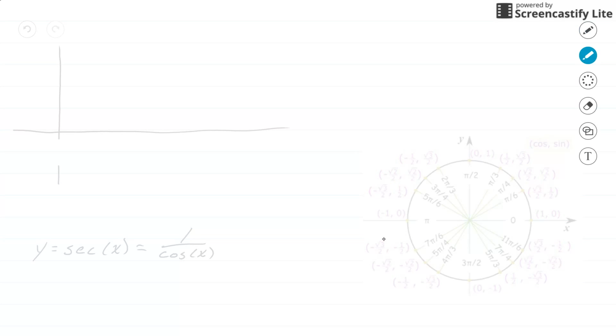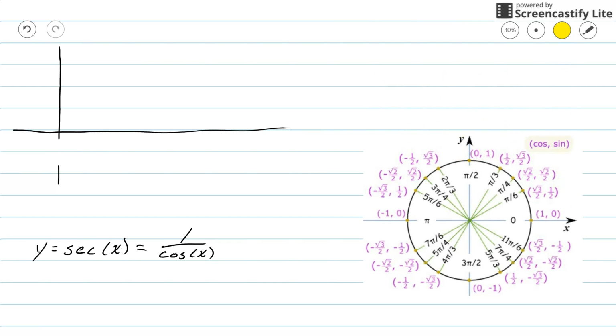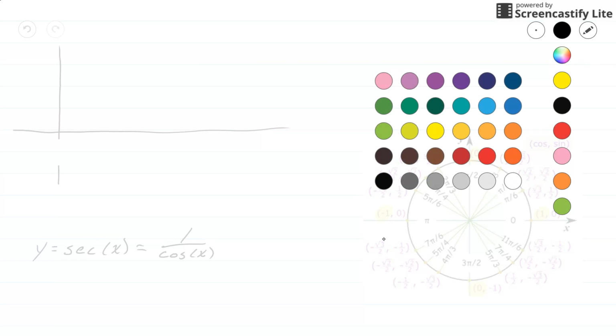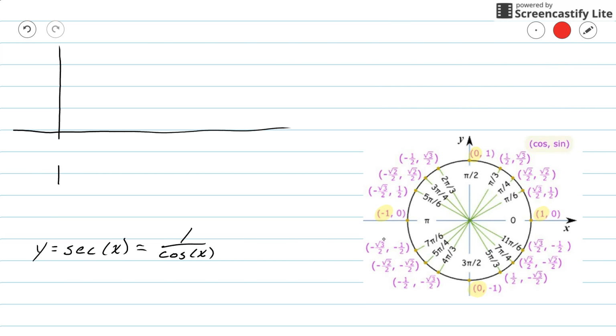All right, so if I just go through and highlight the cosine values of my quadrantal angles, this may give us enough information to sketch a graph of this thing. Okay, so if I take the reciprocal of, so at 0, the cosine of 0 is 1. If I take the reciprocal of 1, it gives me 1. At pi over 2, the cosine is 0. If I take the reciprocal of 0, I get 1 divided by 0, which is undefined.